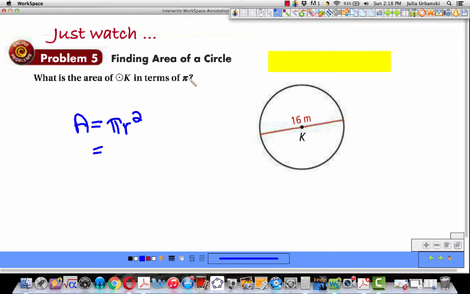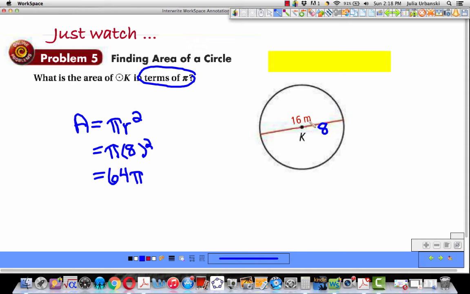And it says to leave it in terms of pi, so that means we're not going to round to the nearest tenth. So I'm going to keep pi times my radius squared, but I need to know what my radius is. 16 is all the way across, so halfway across is 8. So I have pi times 8 squared. Always do your exponents first. 8 squared is 64. And then you multiply that by the pi sign, and you're done.